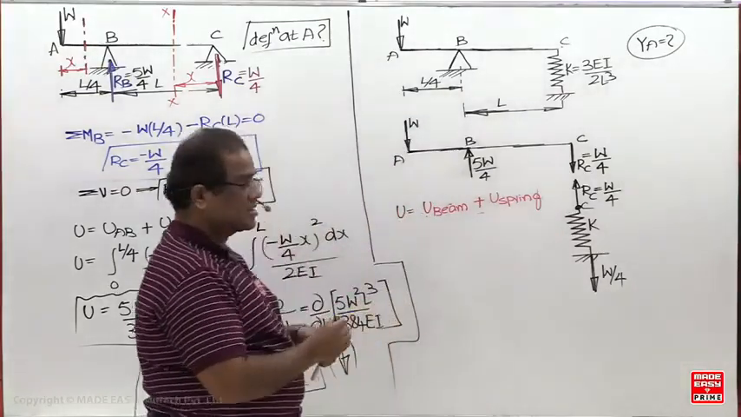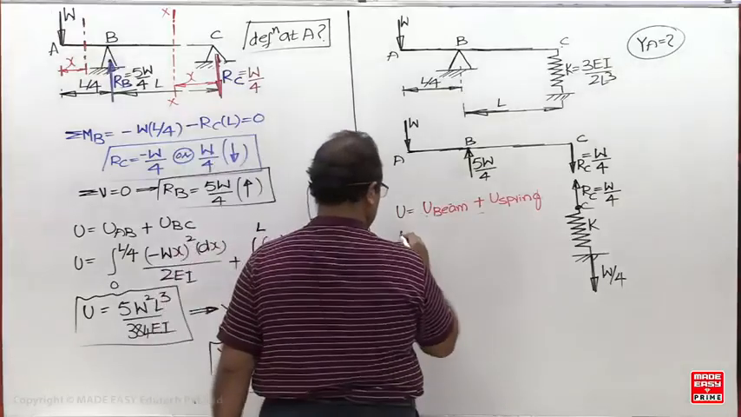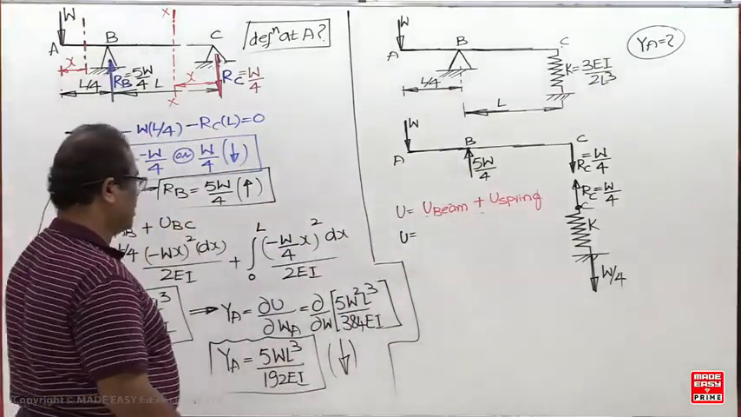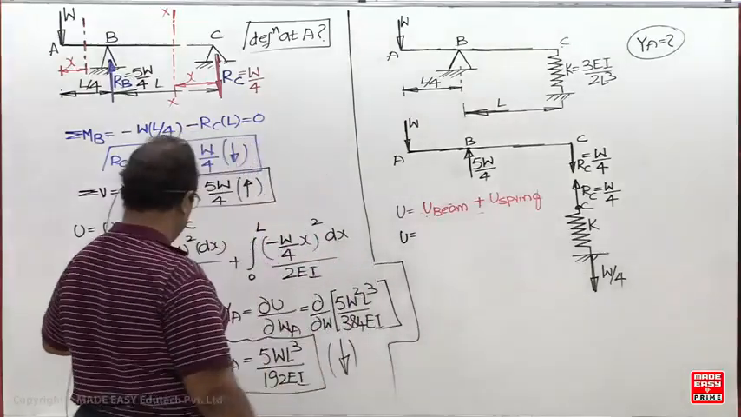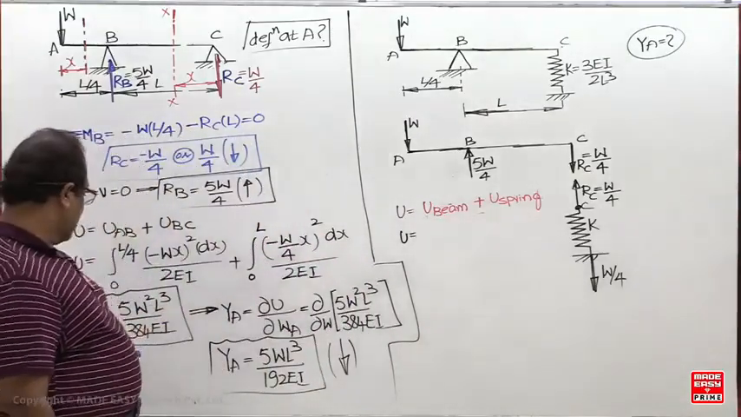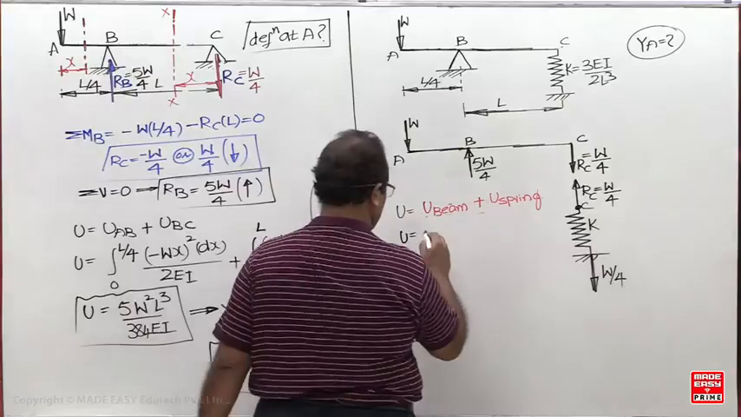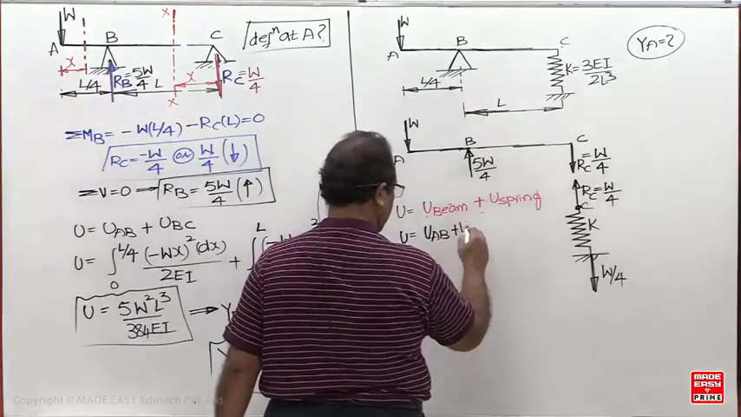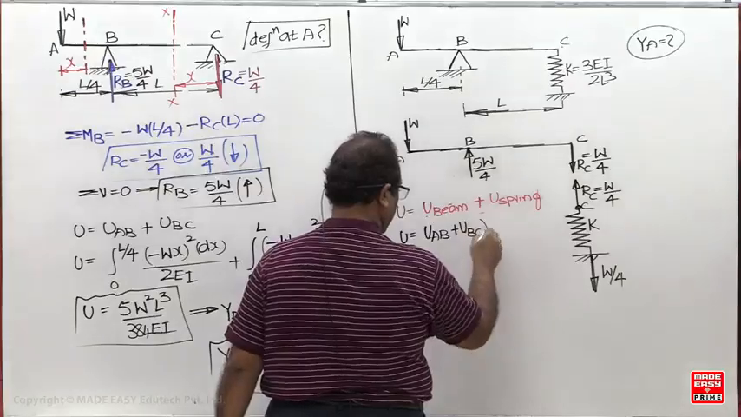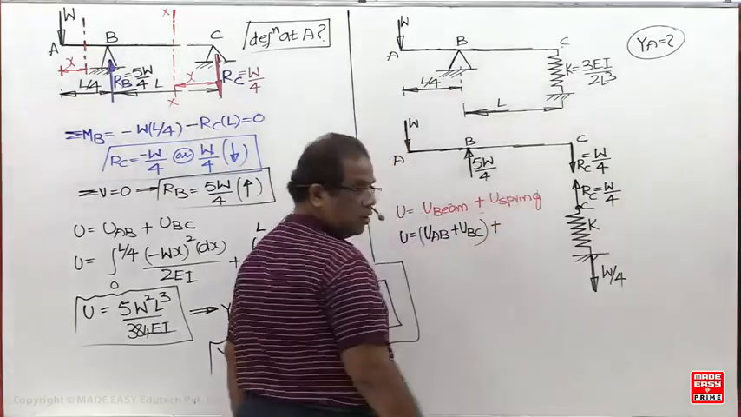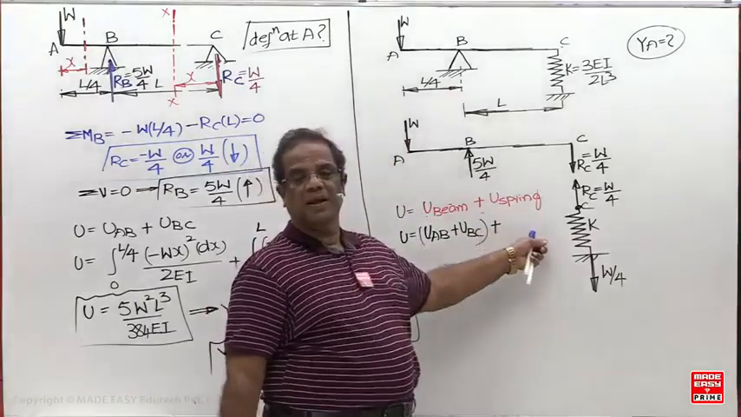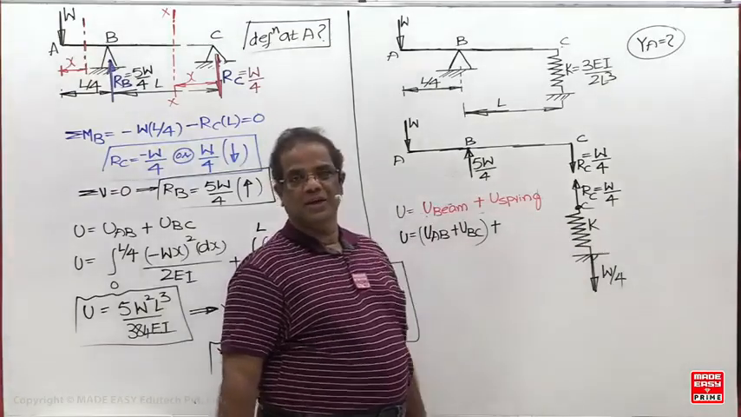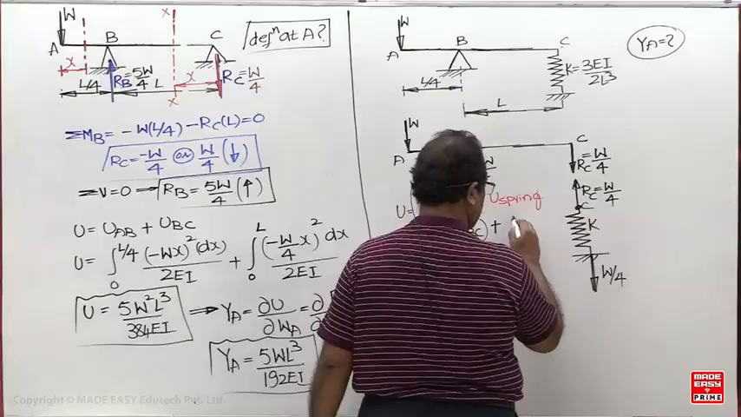Strain energy of the beam plus strain energy of the spring. Strain energy of the beam we already got. This is the strain energy of the beam. How much did you get for the strain energy of the beam now? 5W square L cube by 384 EI. How to find out this now? Strain energy of the spring. Half load into deflection. So this will become what now?